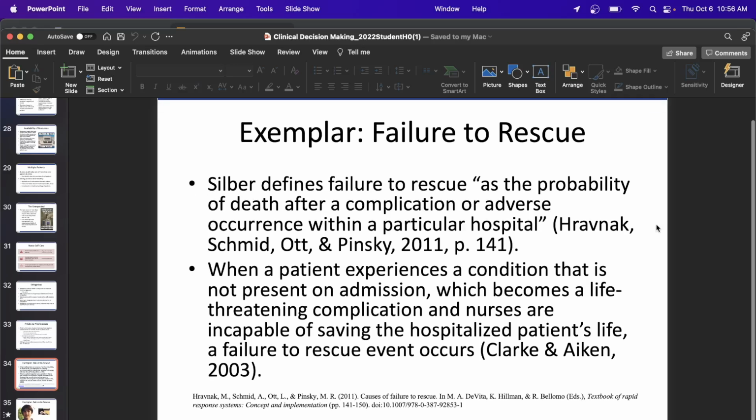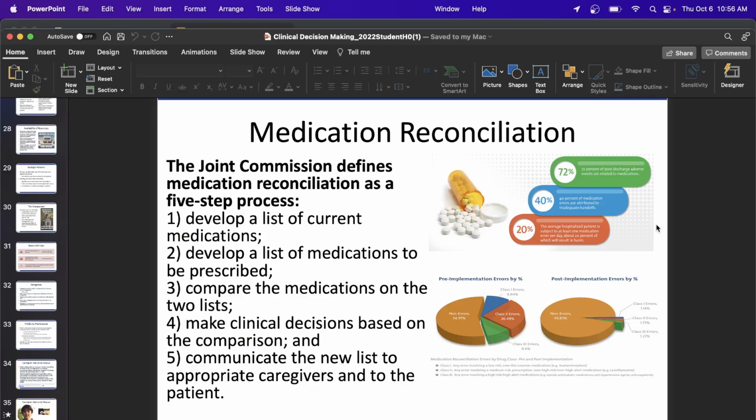Meds that should be on, that were on at home, for some reason don't get picked up and don't get orders, which can have a bad outcome for them. Sometimes there's duplication of meds, so we need to pick that up too. So every time there's a transition of care, there's a risk for error, which is why we do med reconciliation. That's the method behind the madness.